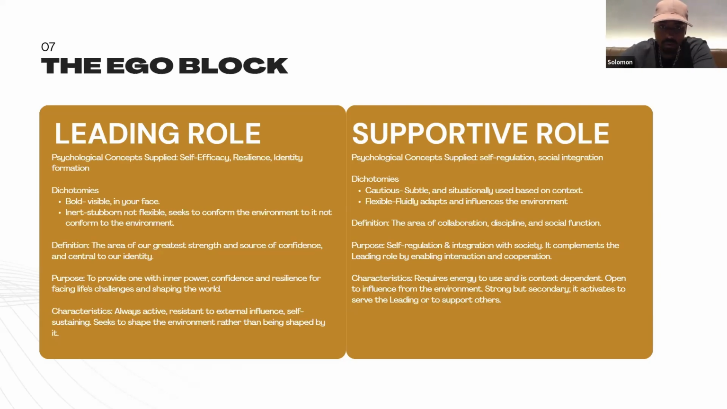When we take a look at the supportive, by contrast, it is responsible for supplying self-regulation. It's how you as an individual regulate yourself, and it's also how you socially integrate as a human. So let's take a look at the dichotomies. It is cautious and flexible. Cautious basically means that it's subtle and situationally used based on the context. So the supportive role is not always on. It's not always active. Sometimes it can be switched off, but when it does get switched on, it's only getting switched on in specific contexts and areas.